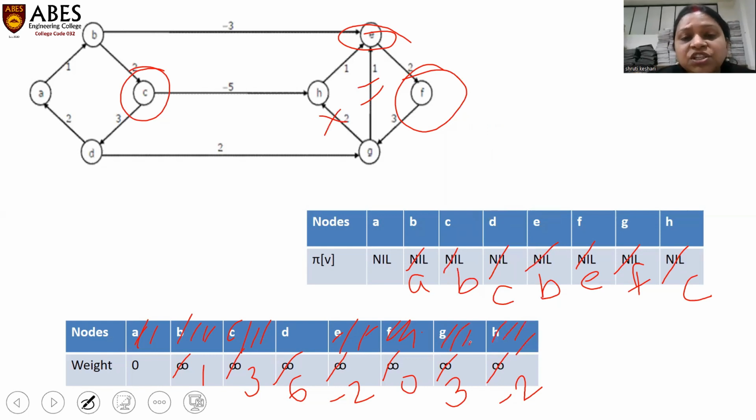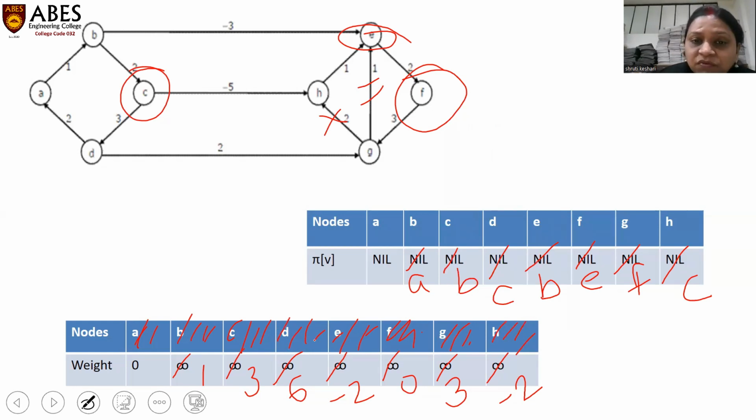Now let's check for D. D is the last value. This will not get updated. Here you can see that due to the negative weight, there is no cycle, or you can say no other vertex gets affected, even though that edge is containing the negative weight.